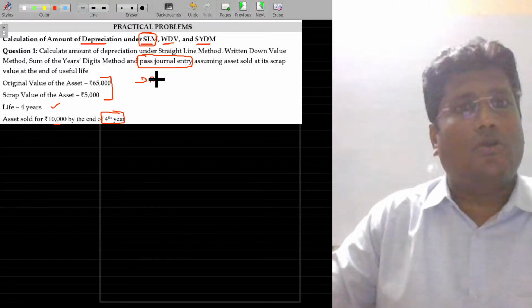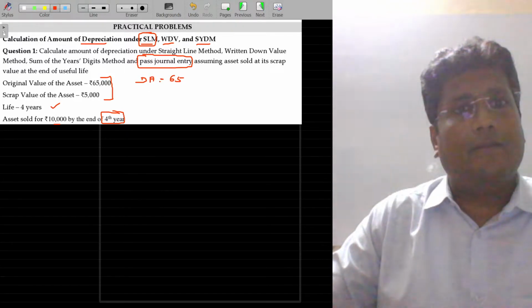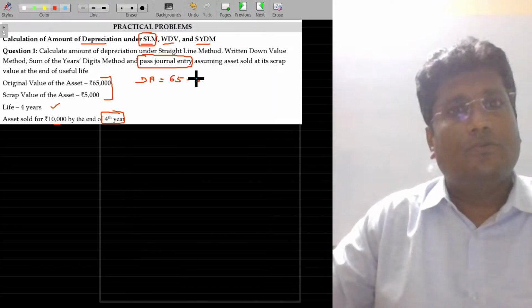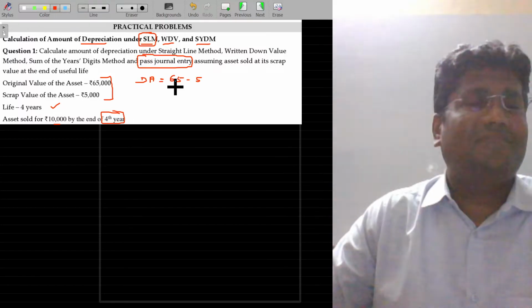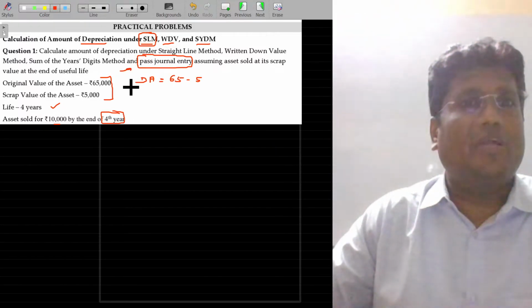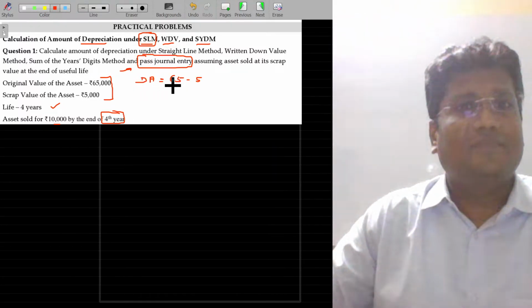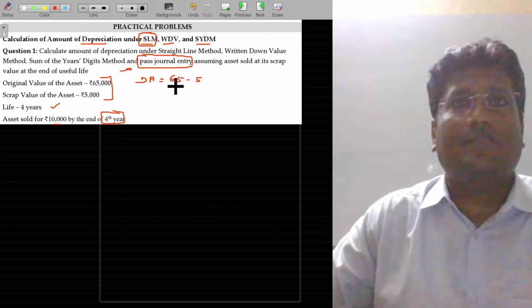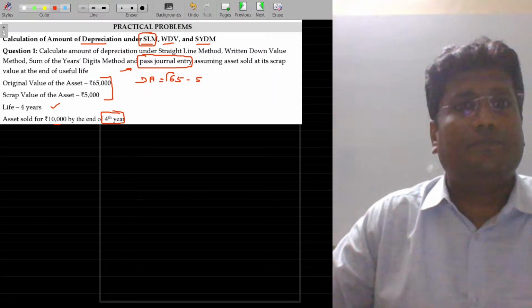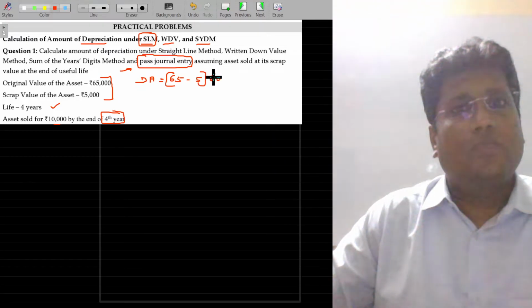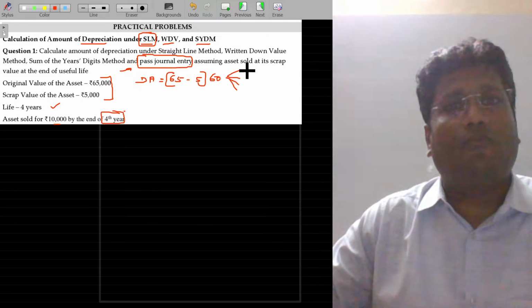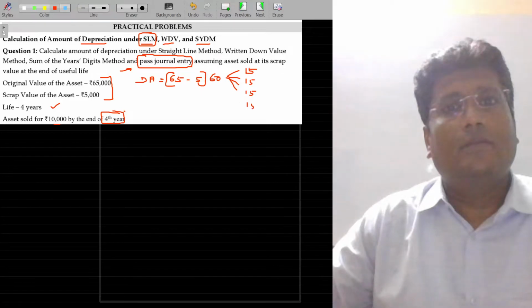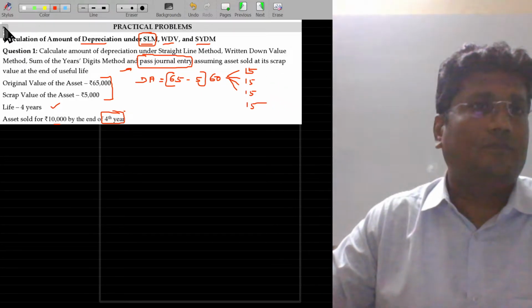The depreciable amount is 65 minus 5. Here I am going to guide you through the journal entries. 65 minus 5, 60,000 is the depreciable amount. As it has a life of 4 years, it can be amortized over the period of 4 years. Year after year, 15,000 rupees is going to be depreciated.